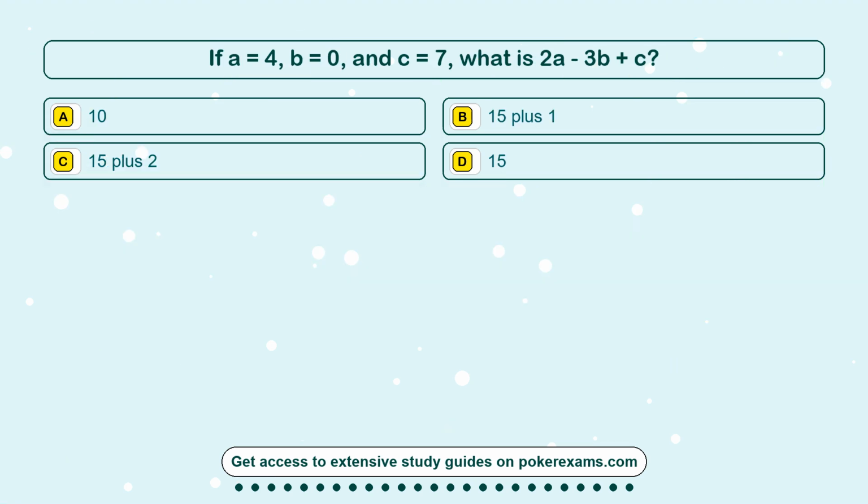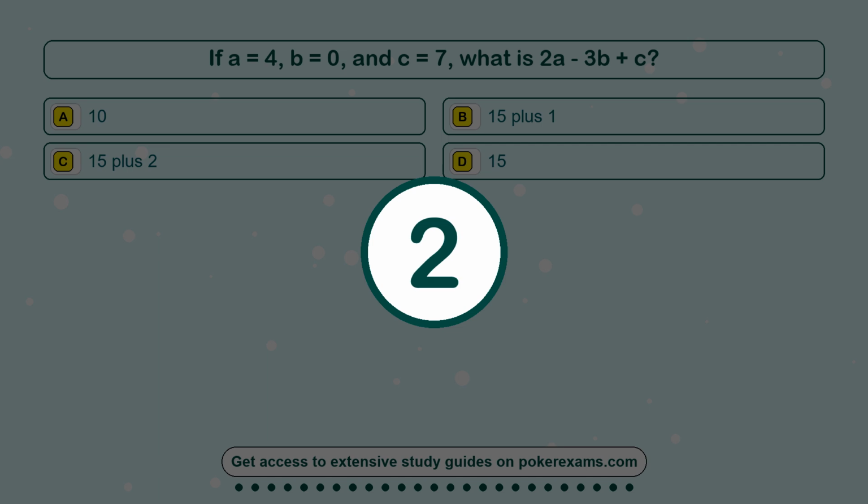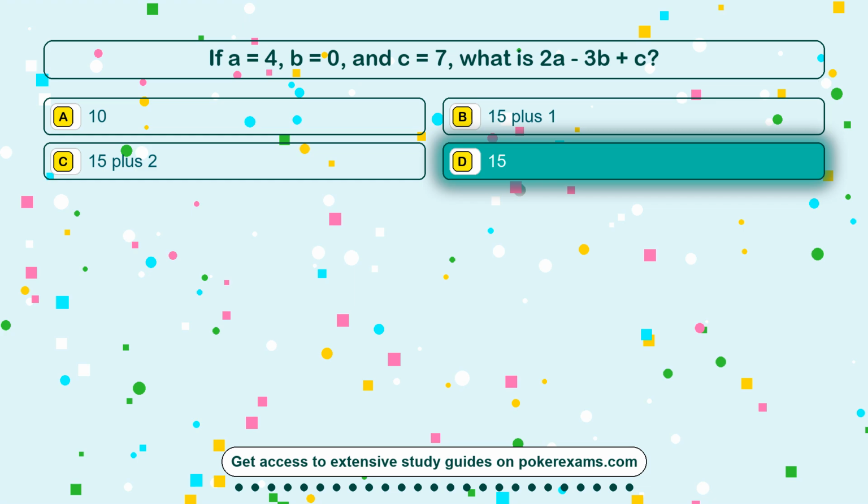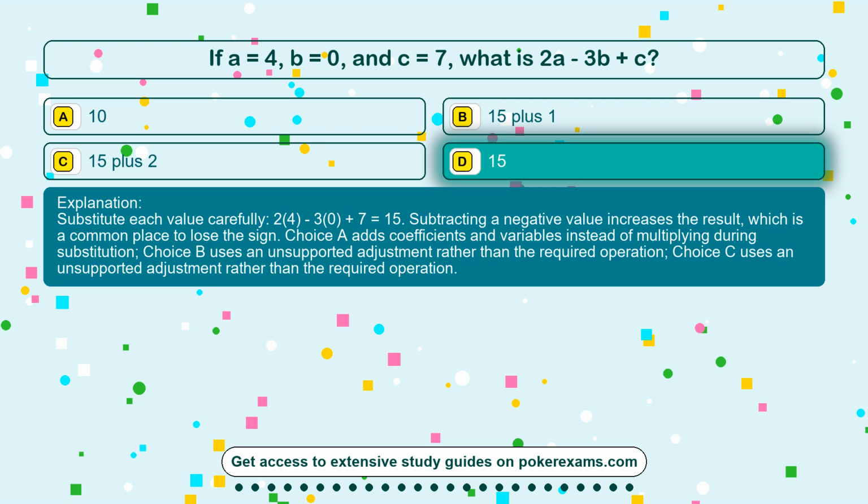Question 8. If A equals 4, B equals 0, and C equals 7, what is 2A minus 3B plus C? Option A 10. Option B 15 plus 1. Option C 15 plus 2. Option D 15. The correct answer is option D, 15. Substitute each value carefully. 2(4) minus 3(0) plus 7 equals 15. Subtracting a negative value increases the result, which is a common place to lose the sign.